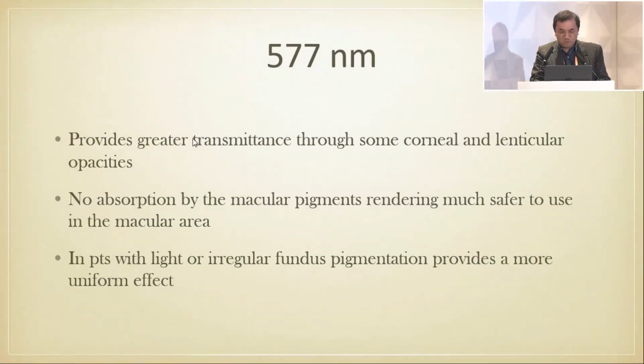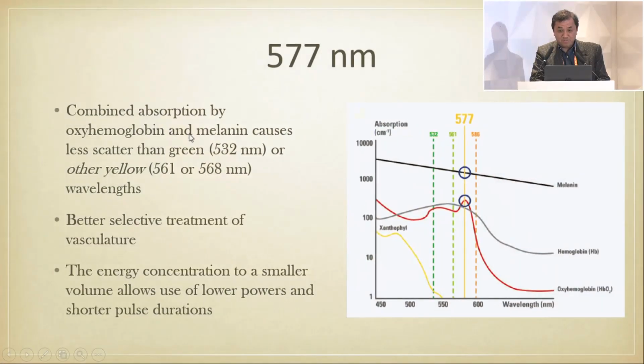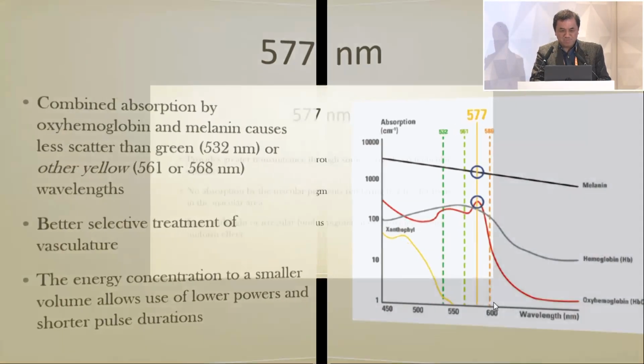But if you want to treat the vascular structures, you can see there's a peak here, and you can also get the most absorption there. The most important thing here is the extinction curve for xanthophyll. Xanthophyll, remember, is a pigment in the macular area. You do not want that to be absorbing. For instance, with the green, you can create iatrogenic damage. You can see the yellow here is far to the right, and there's really no absorption there.